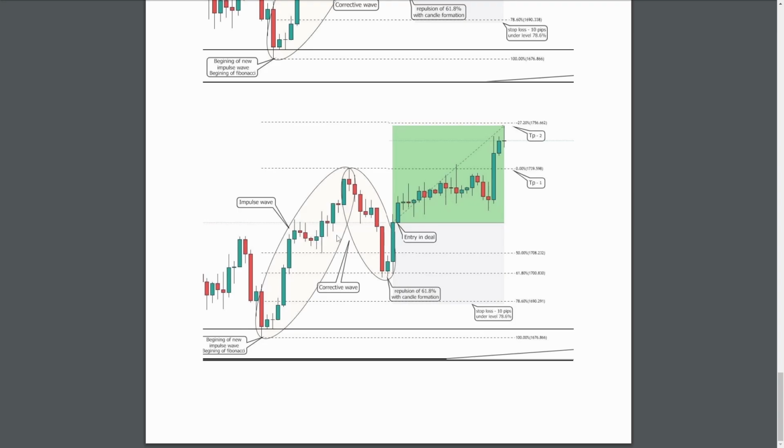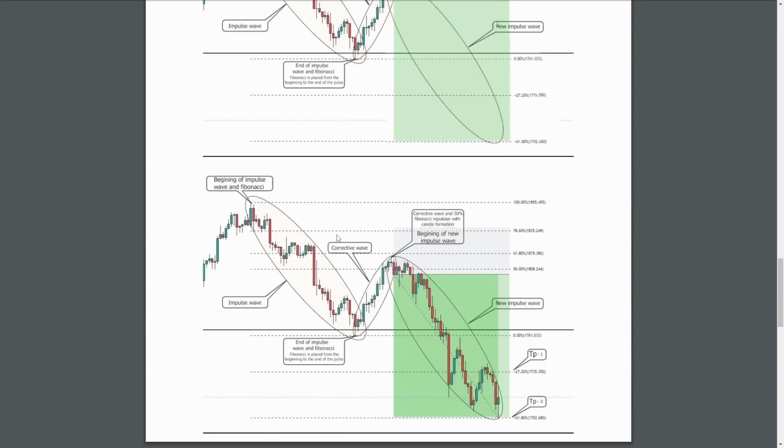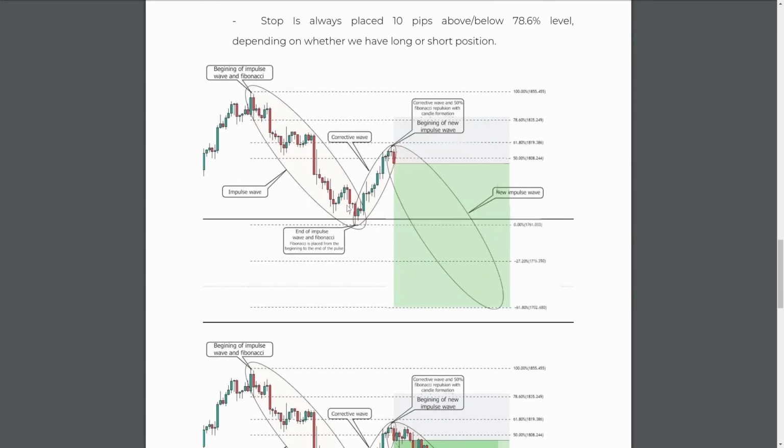Let's now take a closer look at these deals. We have a nice impulse wave. Then the price starts to form a correction. We don't know how far this correction will go, and that's why we apply Fibonacci to see if it hits the 50% or 61.8% retracement.